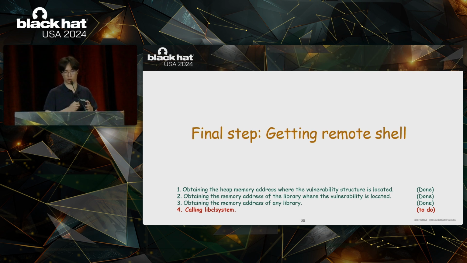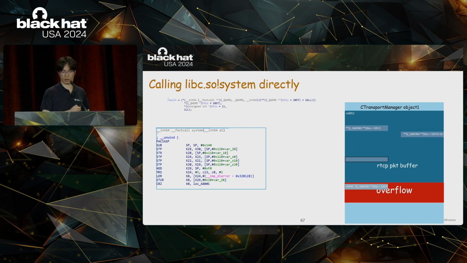And the final step is to control the PC to call the system function to execute a command to spawn a reverse shell. And for the system function, we need to control the argument A1 as a command, which must be a string. However, A1 is this plus 1057 in this pattern, meaning it must be a pointer that points to the RTCP packet buffer. Therefore, we cannot directly use the pattern to call the system function. A little adjustment work needs to be made.